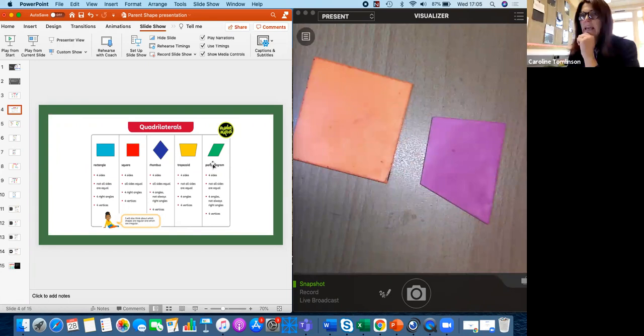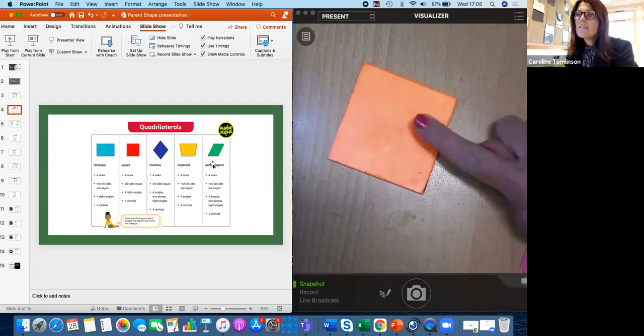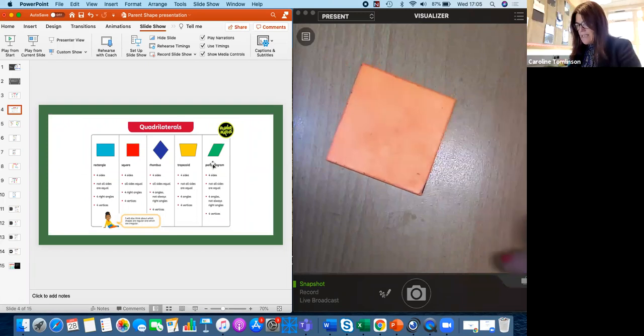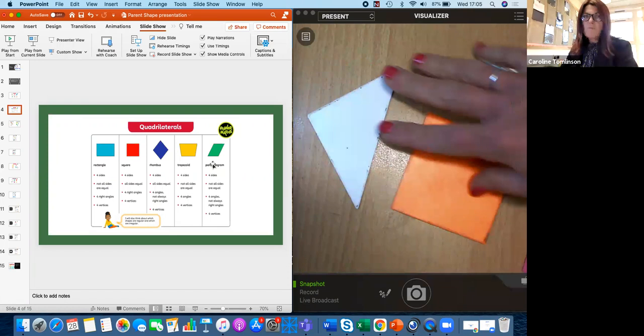And if I were looking at a regular quadrilateral, regular just means all the same. So this is my only regular quadrilateral because 4 sides are the same length. This is my only regular triangle because all sides are the same length. And that's what regular means.